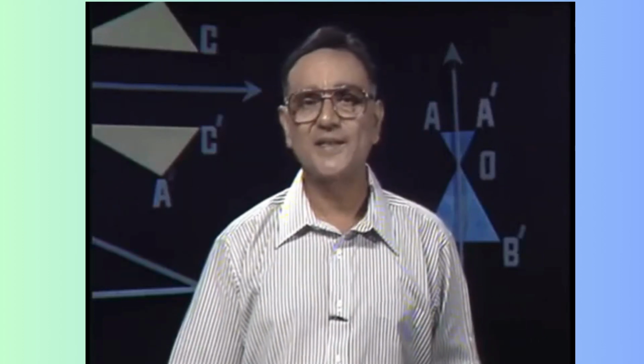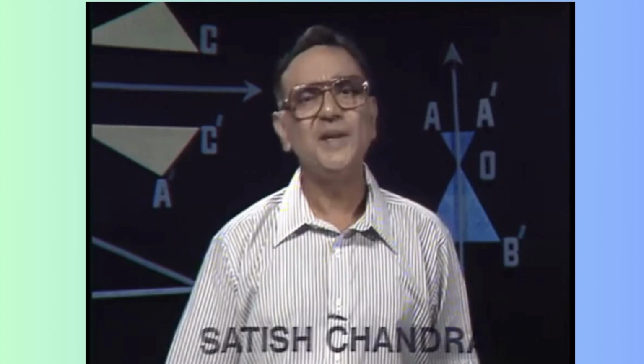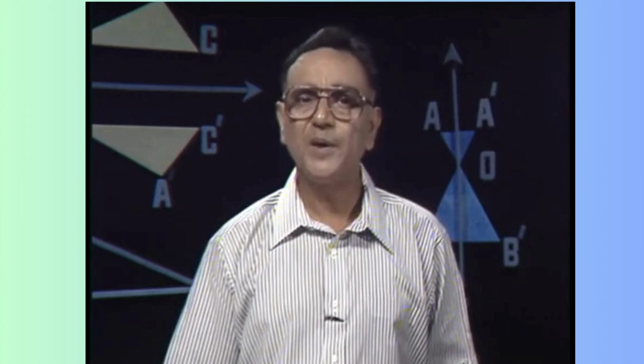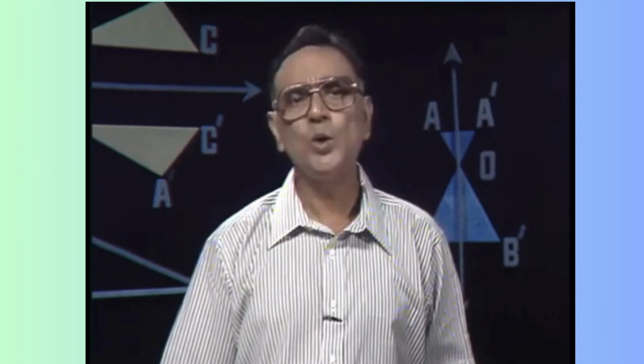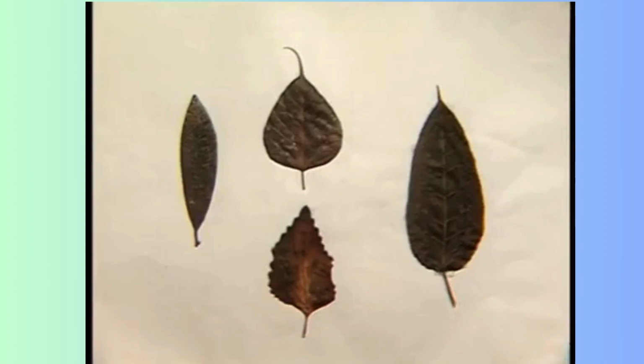Hello viewers, whenever we look around us, we find different things. These things could be of different shape or they may be of the same shape. Let's have a look at these leaves. Now these leaves, by just looking at them, you can say that they are different leaves, and obviously you can make out that they have been picked from the different plants.